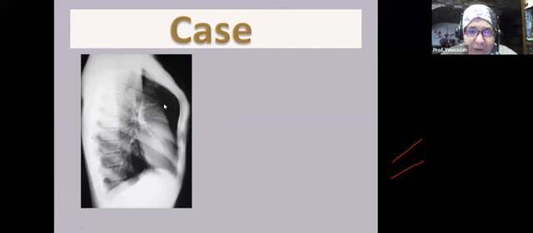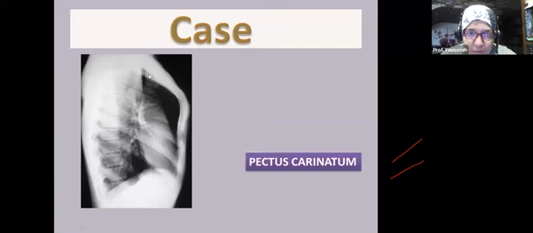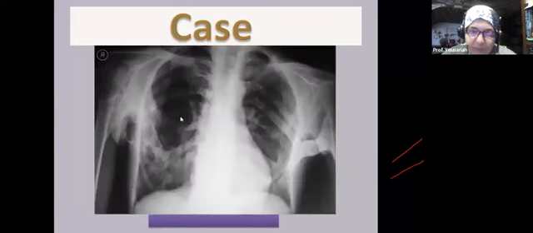Here we have the opposite. We have pectus carinatum, bulging forward of the upper part, or the anterior part, of the sternum, as you can see here. This is pectus carinatum.